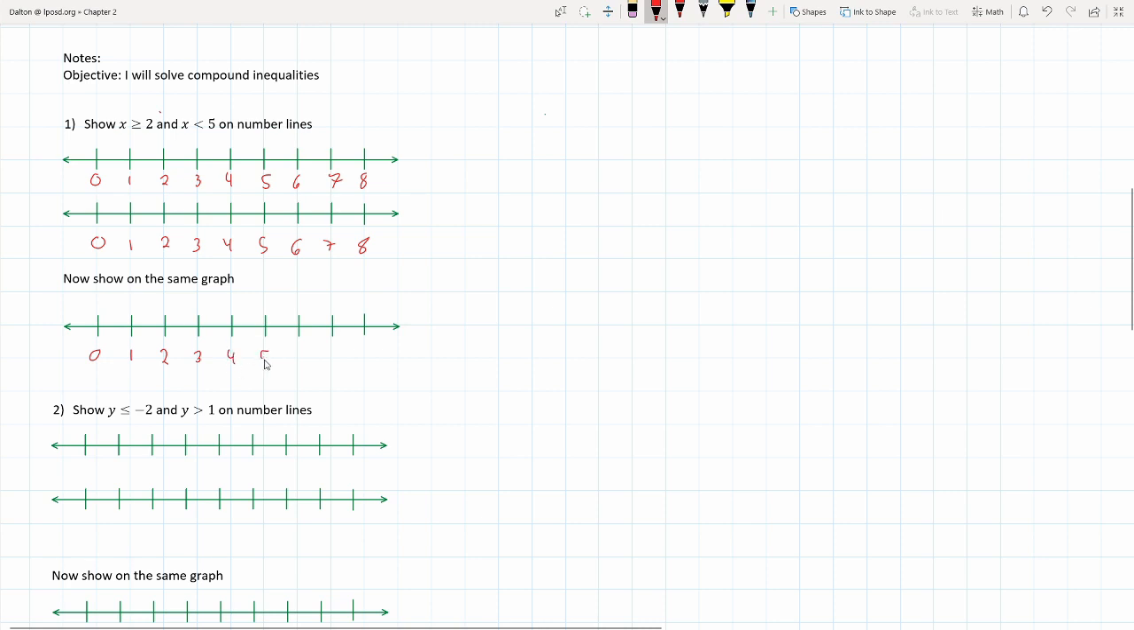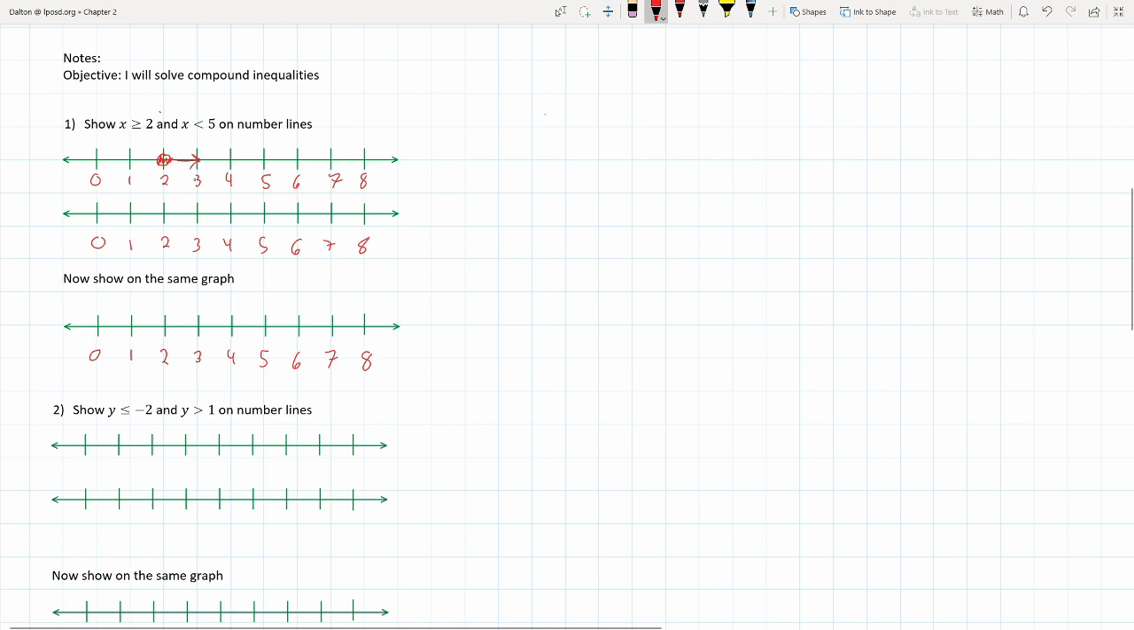There may be times where that's just not feasible, especially whenever we get into the or statements, just the way that it looks. Okay, so show x is greater than or equal to 2 and x is less than 5 on number lines. So I'm going to do this first one, x is greater than or equal to 2. That tells me I'm going to put a circle, and I'm going to fill it in, because that's what that equal says. x is greater than, so a number that's greater than 2. What's the number that's greater than 2? 3. So I'm going to go towards the 3.